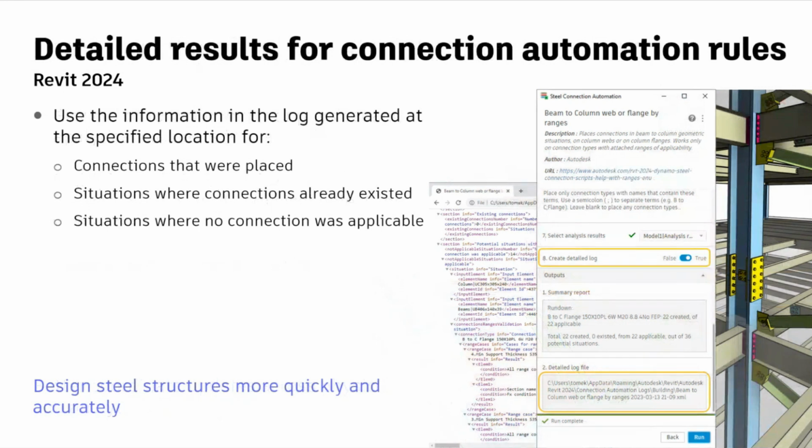Structural engineers can also now use information generated in the detailed report to better manage steel connections. They can easily identify and track the connections that were placed, the situations where connections already existed, and when there were no connections where they weren't applicable. These detailed results for steel connections can be used to help design those steel connections or details more quickly and a lot more accurately.